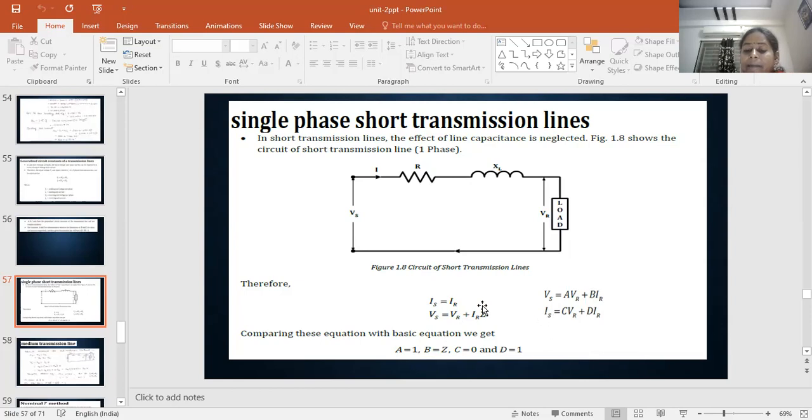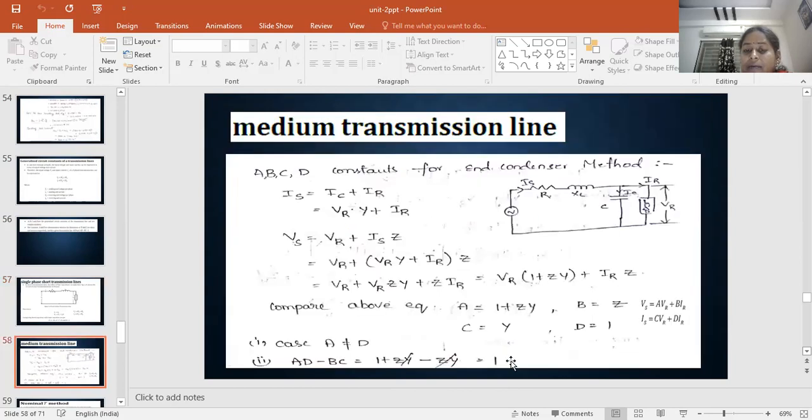Compare the Is equation, the VR product is C. Here there is no VR value, so C equal to 0. And D equal to, here the IR product value is D, and here the IR product value is 1. Compare these two, D equal to 1. We can get the value of constants by comparing these two equations. Those values are A equal to 1, B equal to Z, C equal to 0, and D equal to 1.